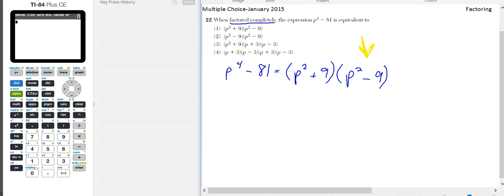P squared plus 9 is not, because that's a sum, not a difference. But p squared minus 9: p squared is a perfect square, 9 is a perfect square, and it's a difference. So we have to continue to simplify this. P squared minus 9 can be further simplified.